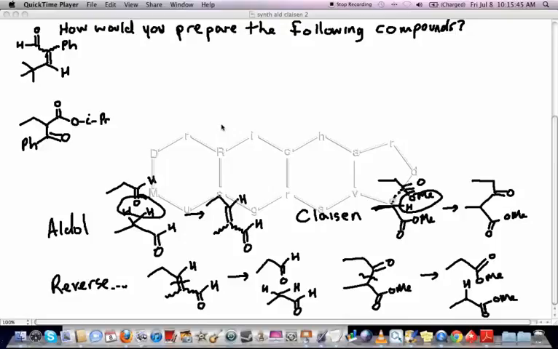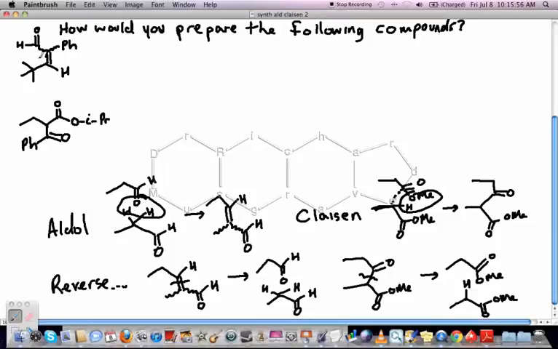Let's look at another example and do a synthesis problem given Claisen and Aldol products. So first of all, we're looking at the top one. We can see this is clearly an Aldol type product because it's got the C double bond C. So what I'll do is I will split the C double bond C apart, and I'll put the alpha hydrogens on the one that needs them, which is going to be this one.